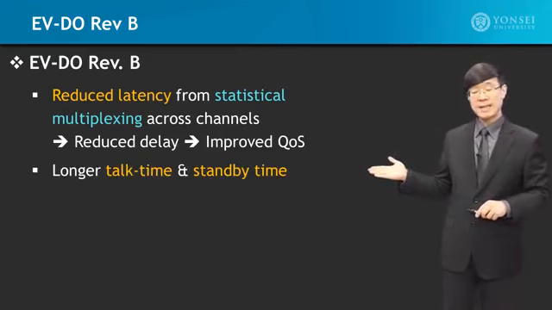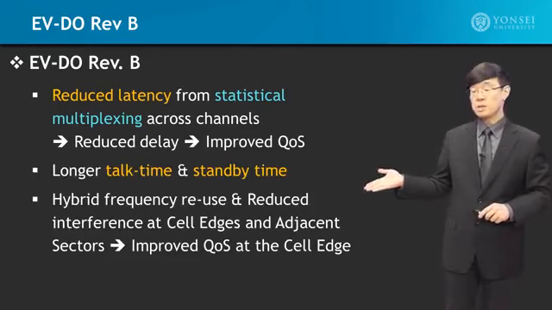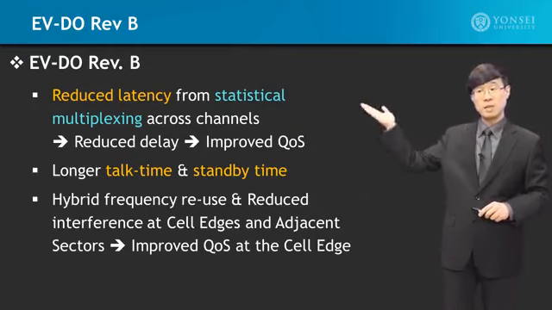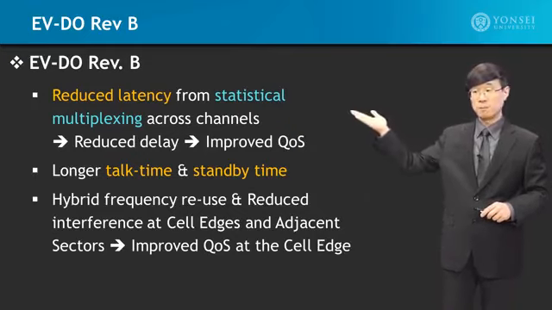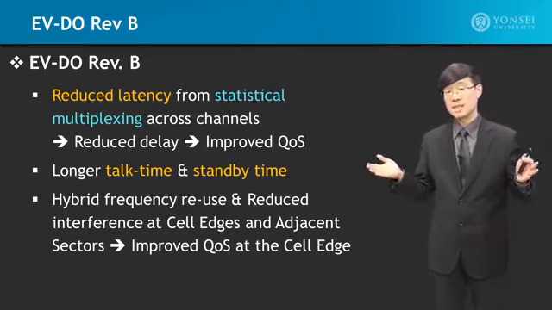Longer talk time and standby time is enabled. Hybrid frequency reuse and reduced interference at cell edges and adjacent sectors were enabled through EVDO Revision B technology. So at the cell edge, the quality of service is enhanced significantly.